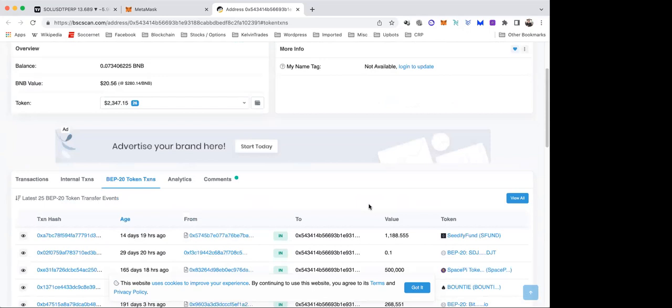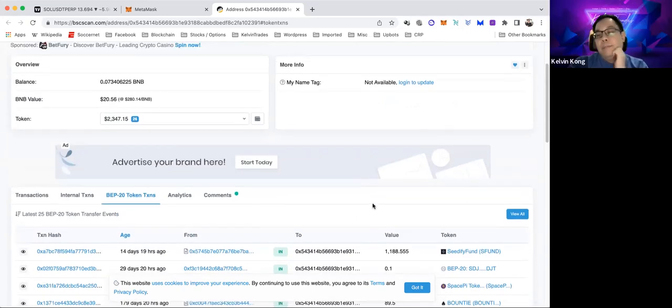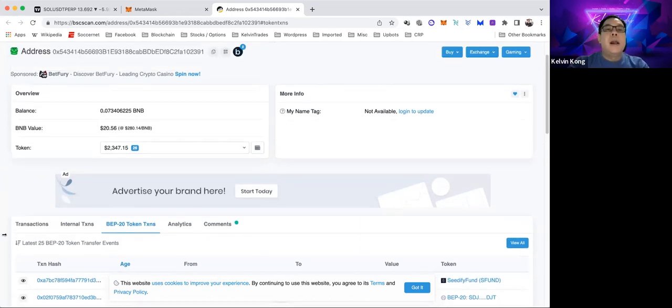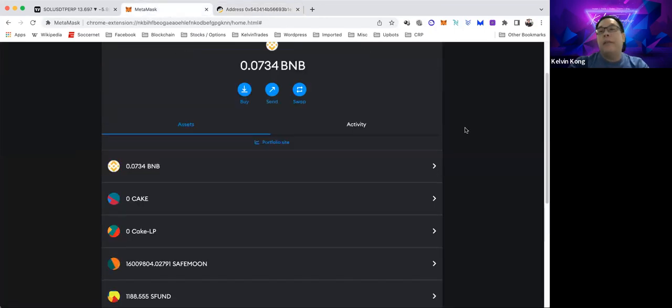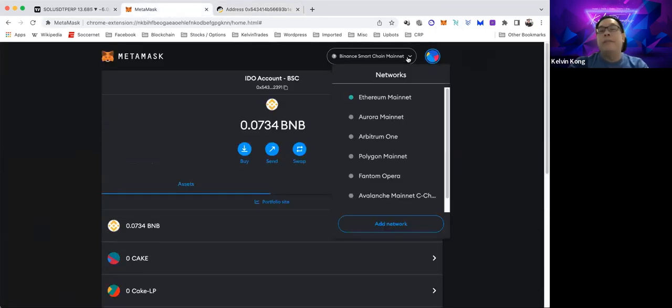But you need to have a Binance account, right? No, you don't need to have a Binance account, just like with the Ethereum blockchain. You don't need to have an Ethereum account.